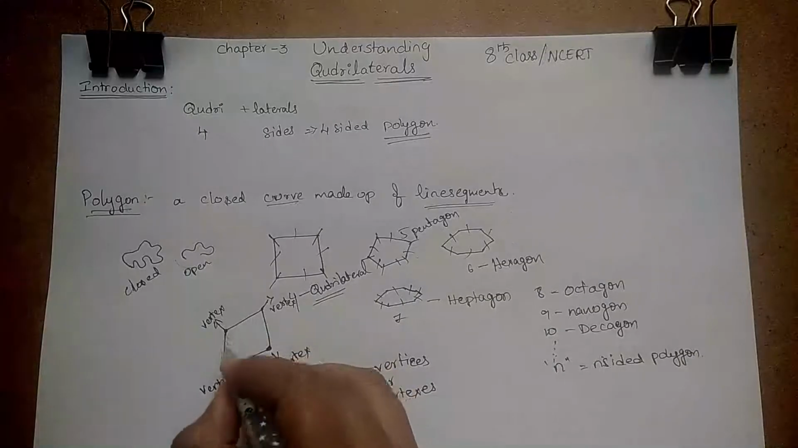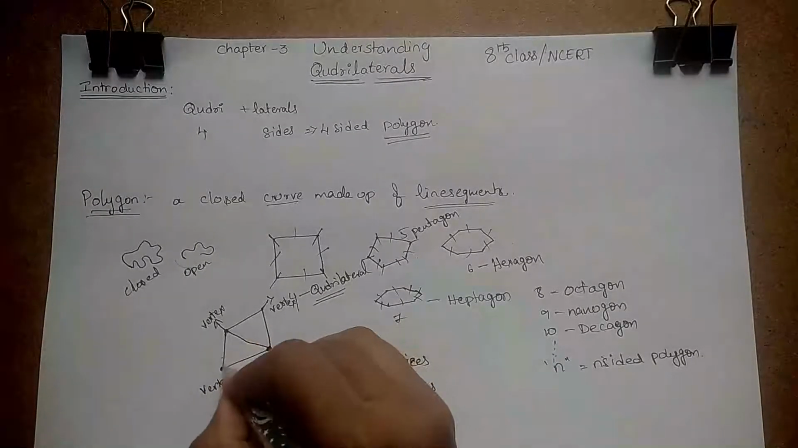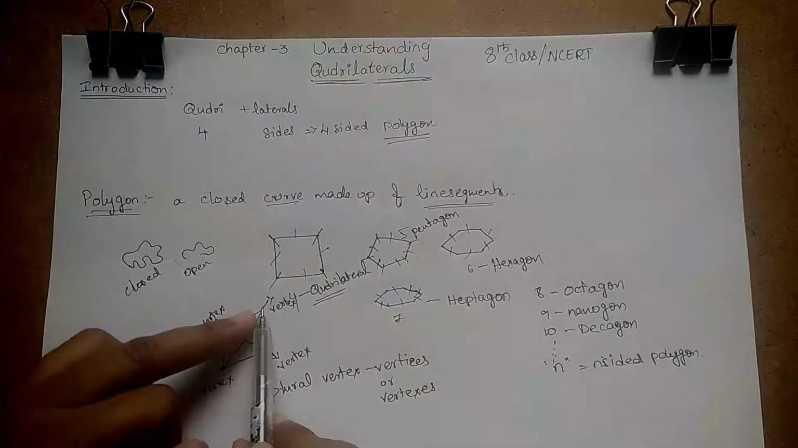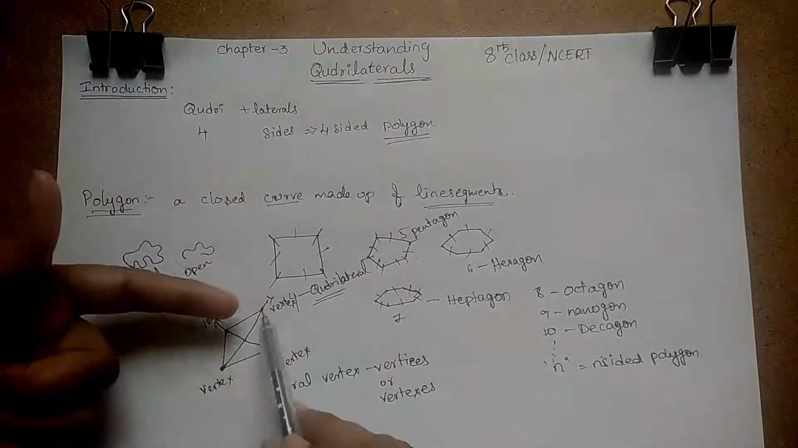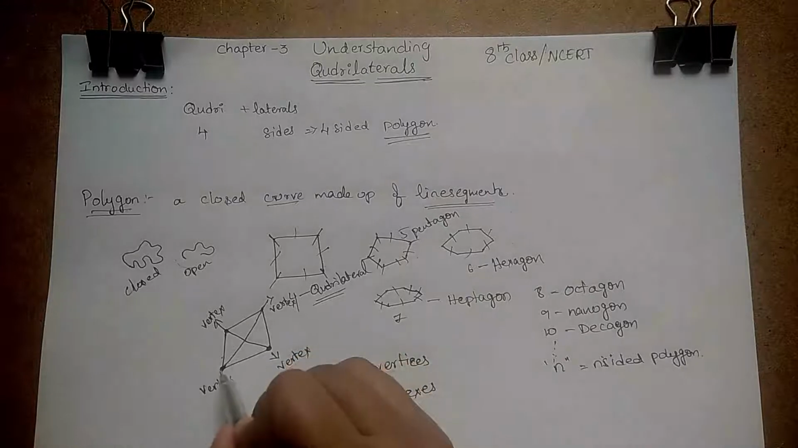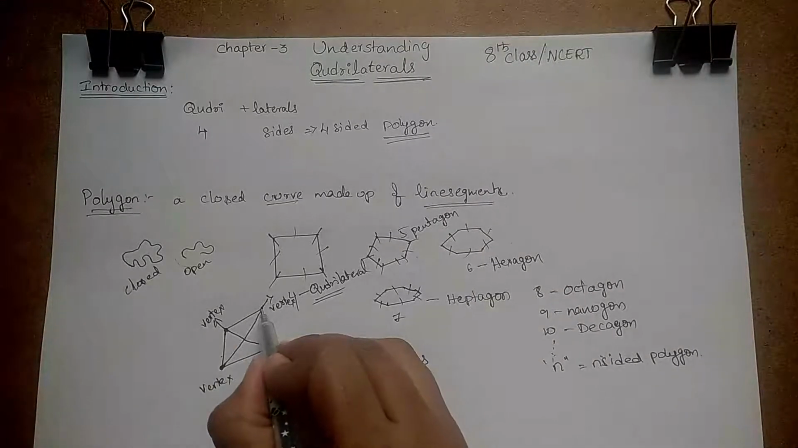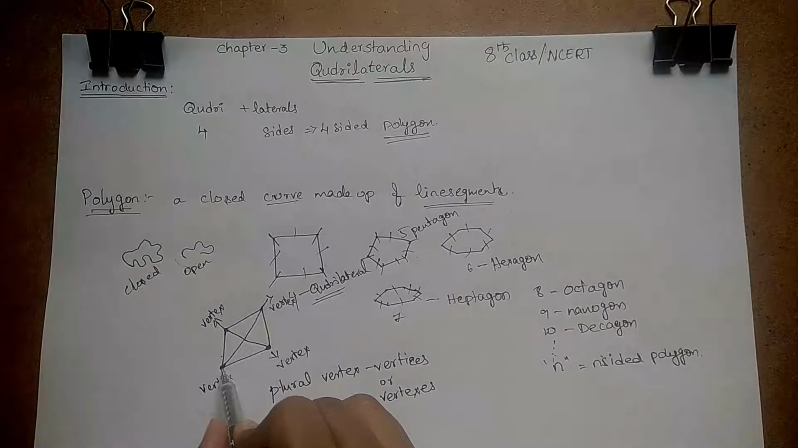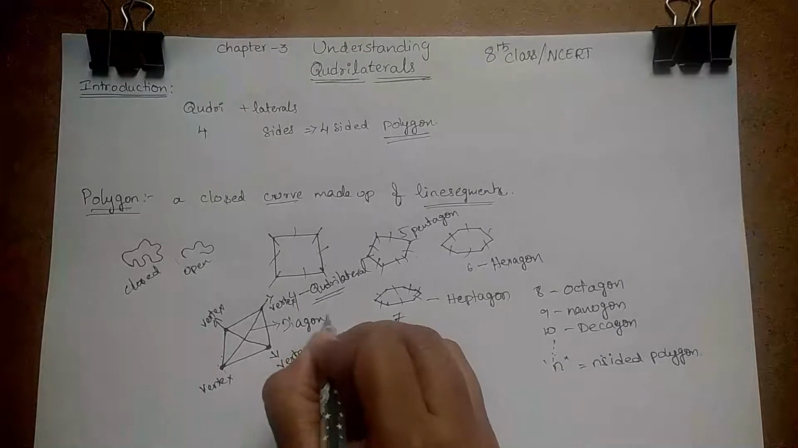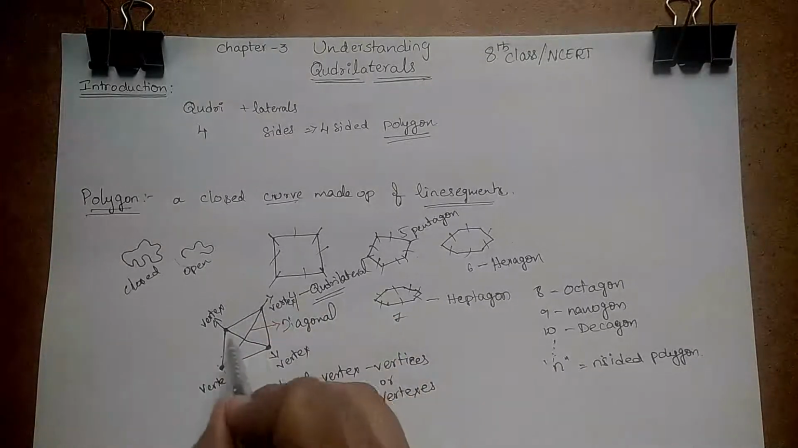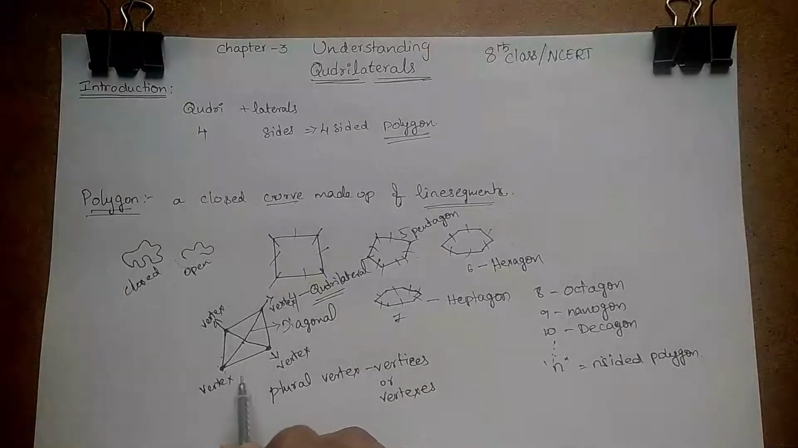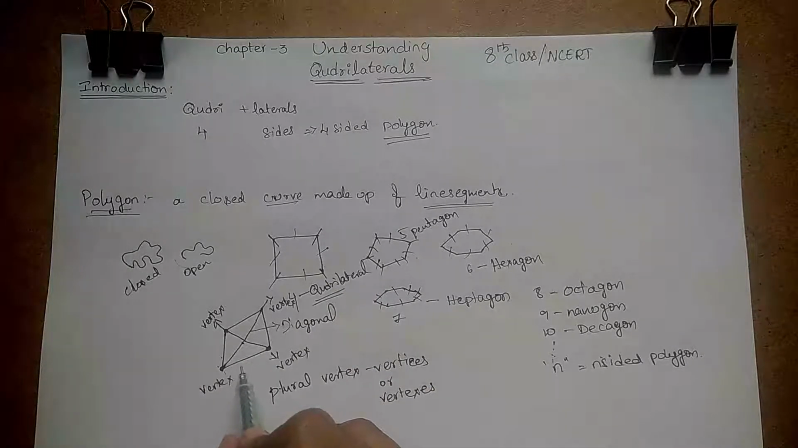Coming to the next, diagonal. A diagonal is nothing but a line joining non-adjacent vertices. This is adjacent, this is adjacent. But non-adjacent means opposite, not on the adjacent side of vertices. If you draw a line from one vertex to another non-adjacent vertex, it is called a diagonal. In a quadrilateral, there are 2 diagonals, and they bisect each other at a point. So this is about the 4-sided polygon known as a quadrilateral.